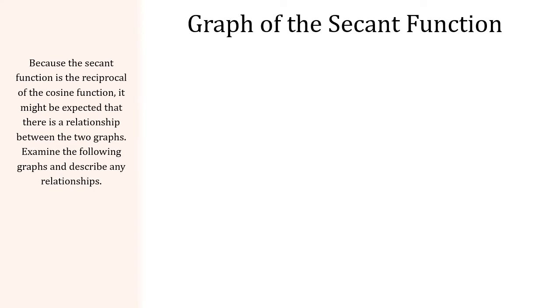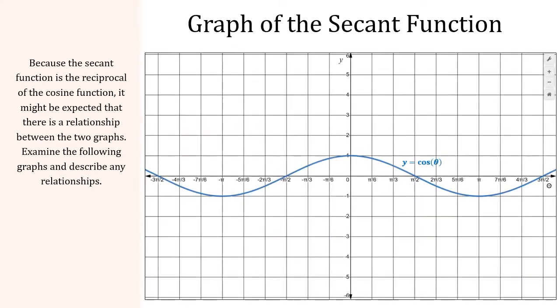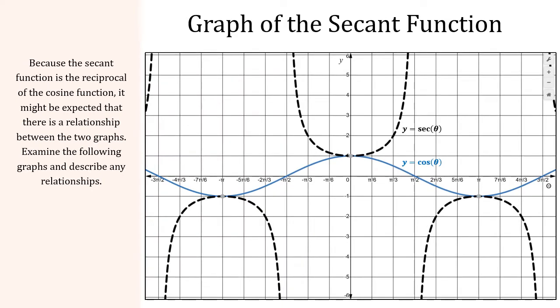All right, and the last graph for us to look at is the graph of the secant function, and you've probably got the hang of this at this point, but because the secant function is the reciprocal of the cosine function, there is a relationship here as well. The cosine function, we've seen that before. That's what the cosine function looks like. Here is the graph of the secant function.